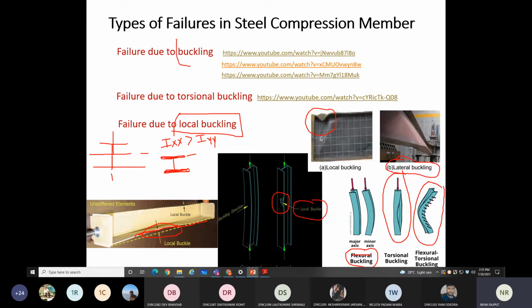Is the concept of buckling, torsional buckling and local buckling clear? Yes, ma'am. Okay.